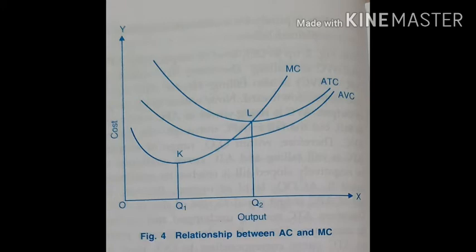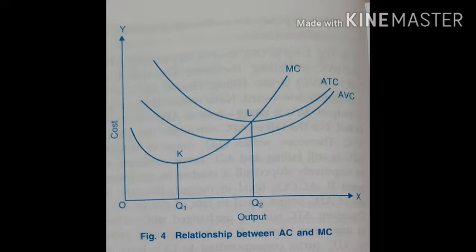Children, till now we have seen the shapes and the logic behind the shapes of all the short run cost curves. Now the next thing that we have to study is the relationship between average cost and marginal cost. The diagram is already flashed for you. The diagram is an easy one, so I am not drawing it for you. You can understand it well. Let us see the relationship between average cost and marginal cost.